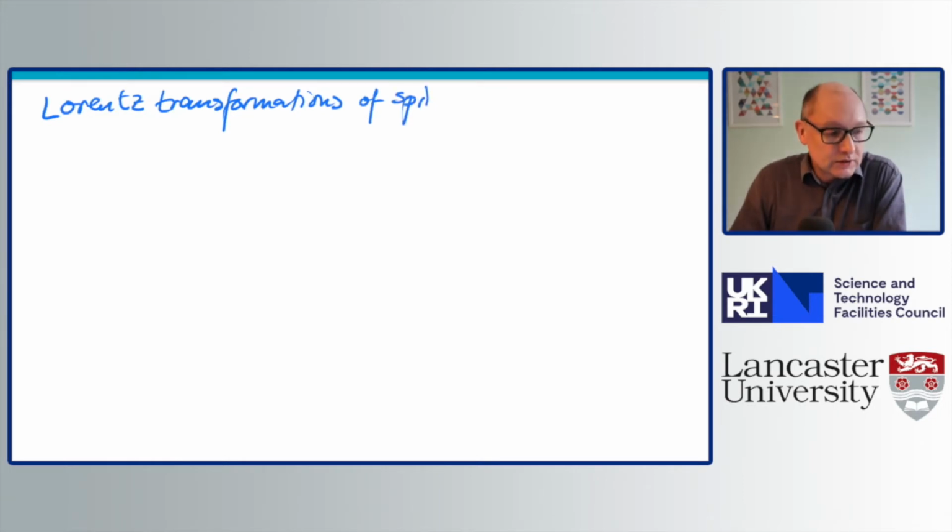So let's first consider the Lorentz transformation of the Dirac equation itself. What we will seek to find is, if we've got a spinor, how will that Lorentz transform? And we'll postulate that it will transform linearly, which is not a crazy suggestion given that the Lorentz transformation itself is a linear transformation.